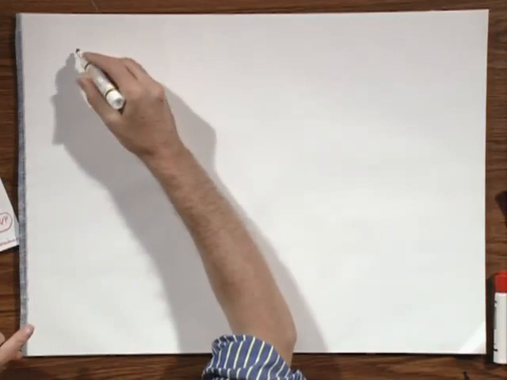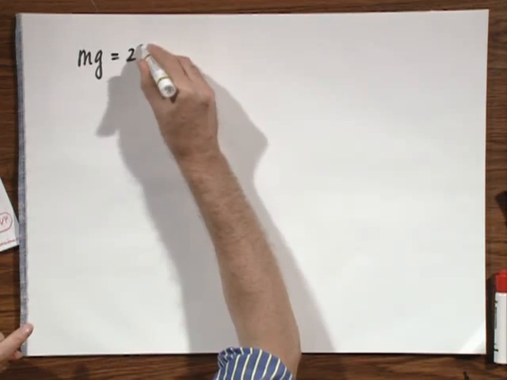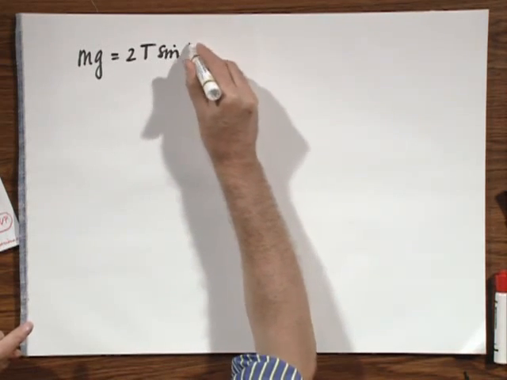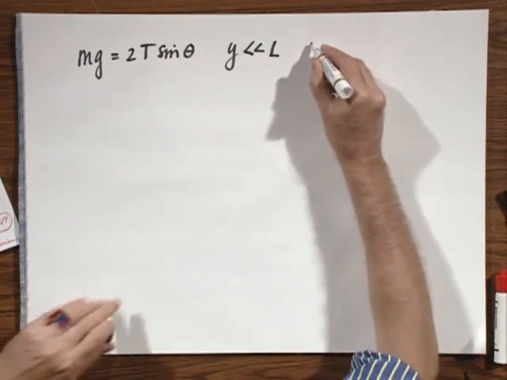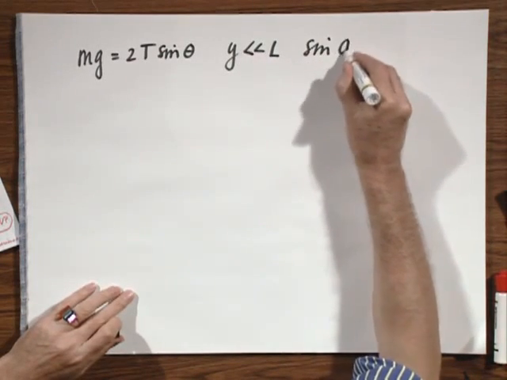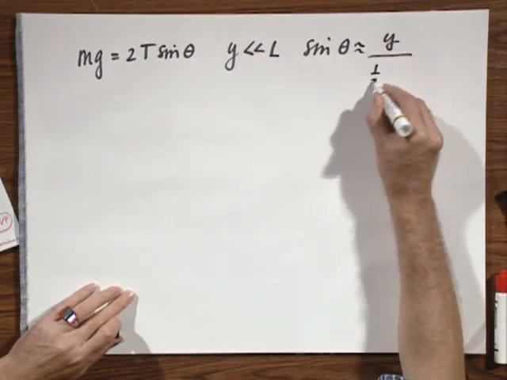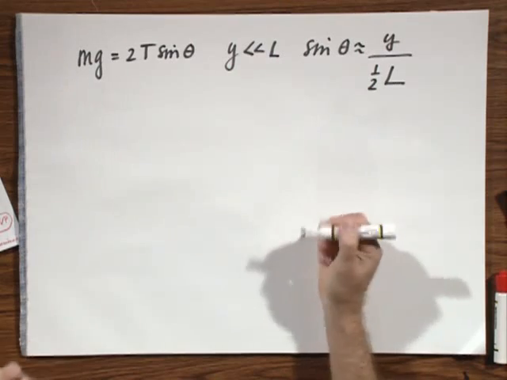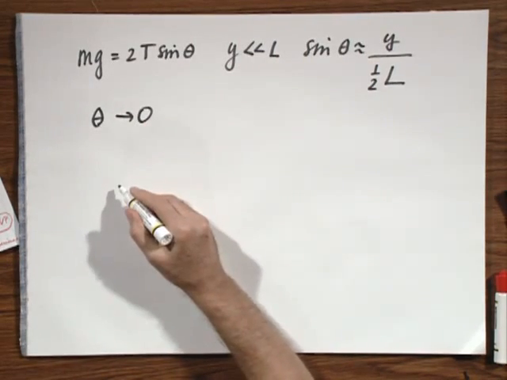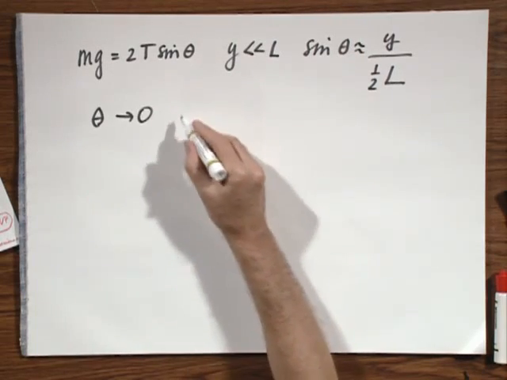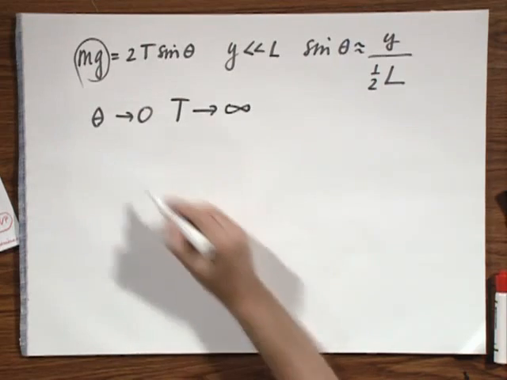Now, we'll continue with this problem. mg equals 2T sine theta. And in case that y is much, much smaller than L, the sine of theta is approximately y divided by 1/2 L. So if theta becomes 0, notice that the tension goes to infinity, because mg is a given.